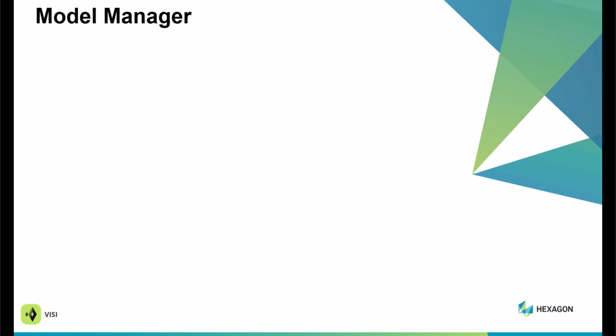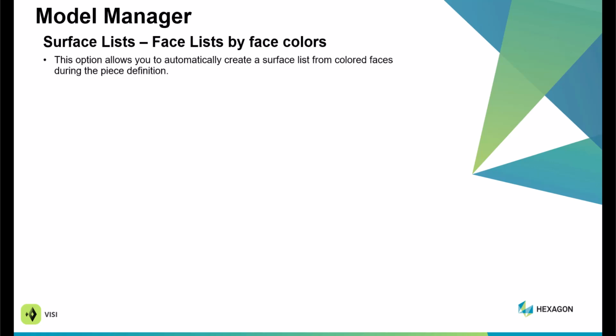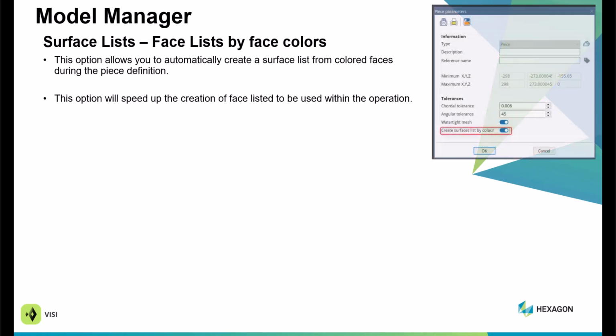Now we're going to see what's new in Model Manager. Within Surface List, Face List can be chosen by color, as shown in the previous video. This option allows you to automatically create face lists. This option will speed up the creation of face lists as well, so as you can see, here's a checkbox, as shown again in the previous video.